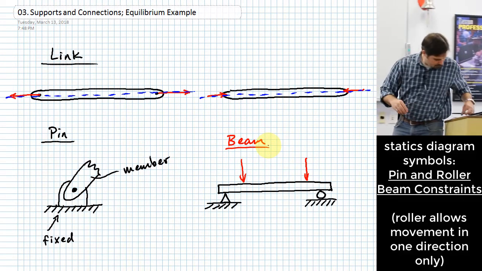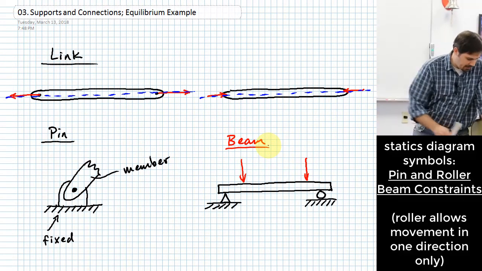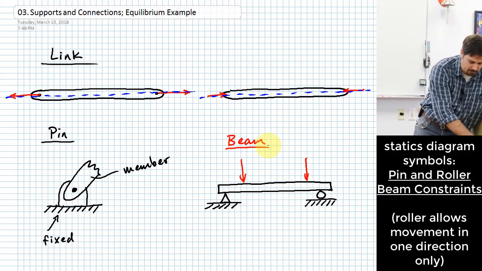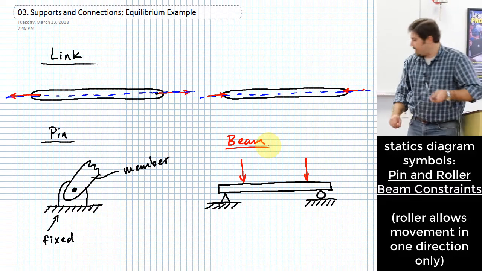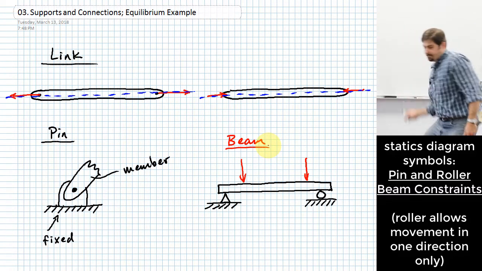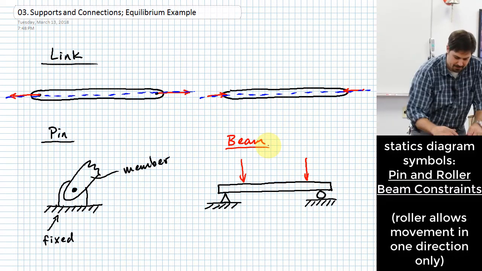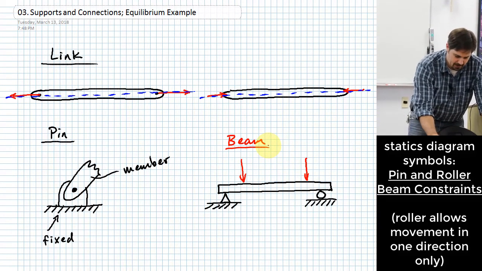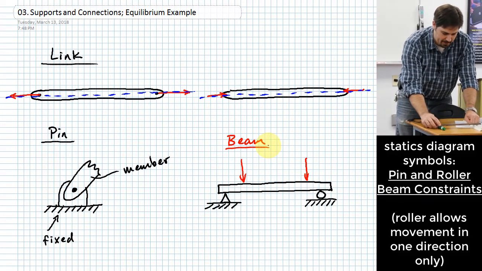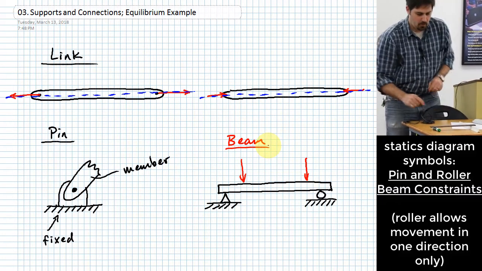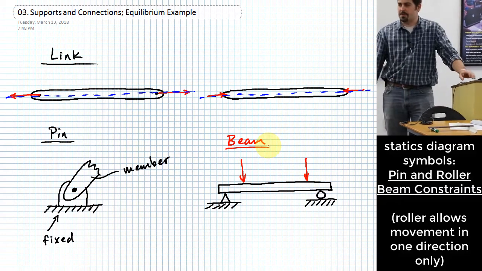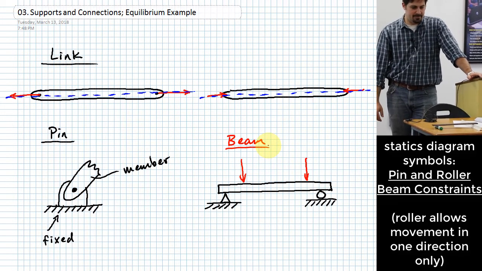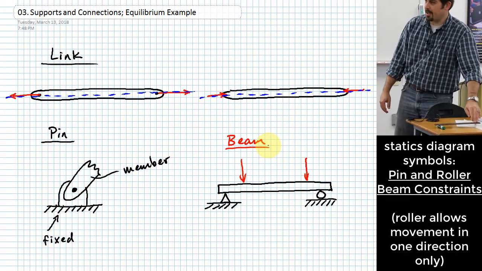Okay. Let me show you that the symbols actually do a pretty good job of representing what we really mean. So let me actually put this up here. What if I actually set something up like this? Okay. How am I constraining that beam? What's different about one support versus the other? One's sturdier, okay.